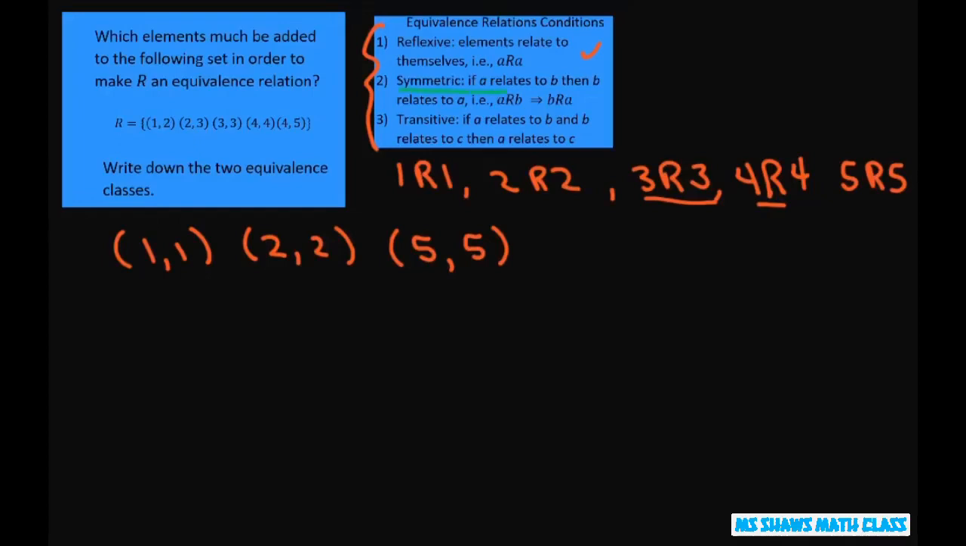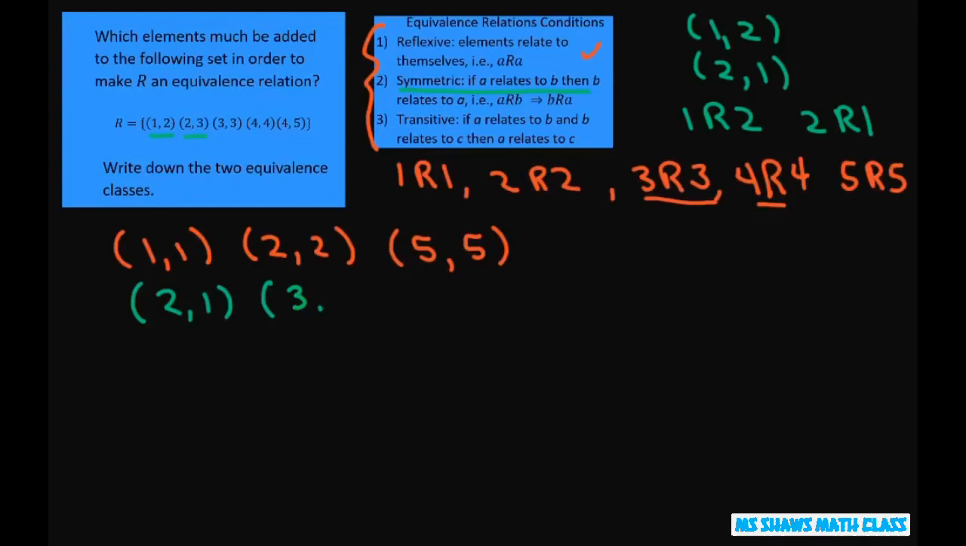Now let's take care of symmetric. So that means if we have a 1, 2, we need to have a 2, 1. So if 1 is related to 2, 2 is related to 1. And we don't have some of those. So we have a 1, 2, so we need a 2, 1. We have a 2, 3, so we need a 3, 2. And then also, these are already related to itself. We have a 4, 5, so we need a 5, 4. All right.